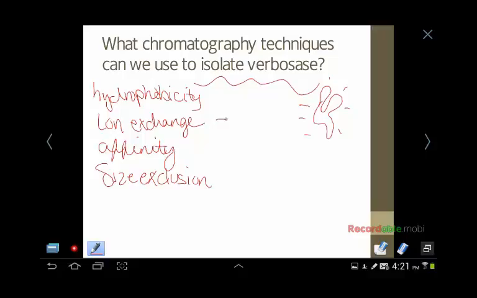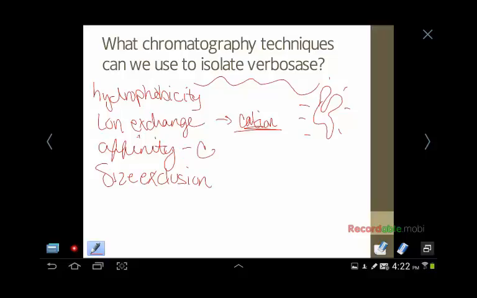Ion exchange could be a good one because we know we have negative charge, so we could use a cationic, or positively charged, stationary phase. But a lot of other proteins have negative charges on them as well. So we may remove the neutral or positively charged proteins, but we're still going to have a lot of other impurities in our target protein.